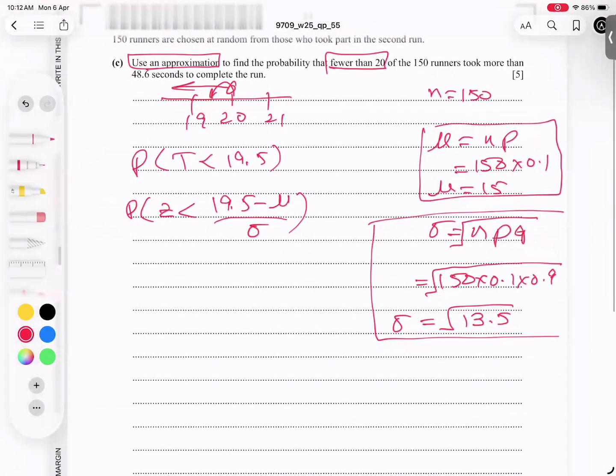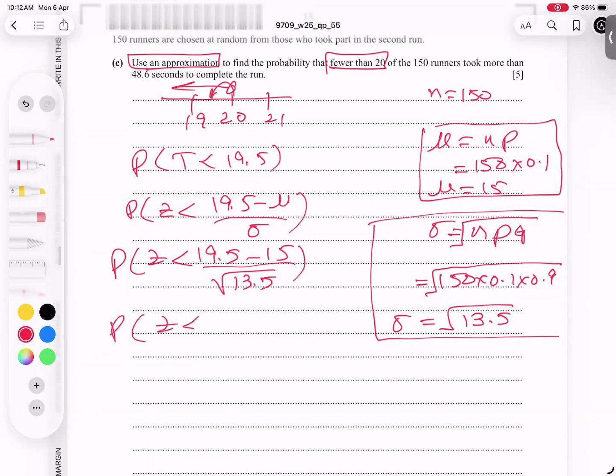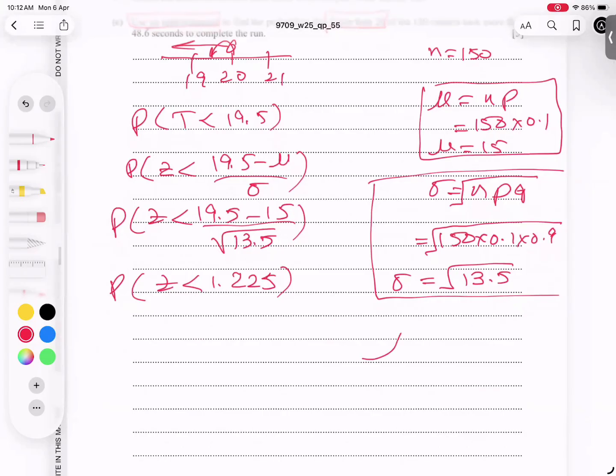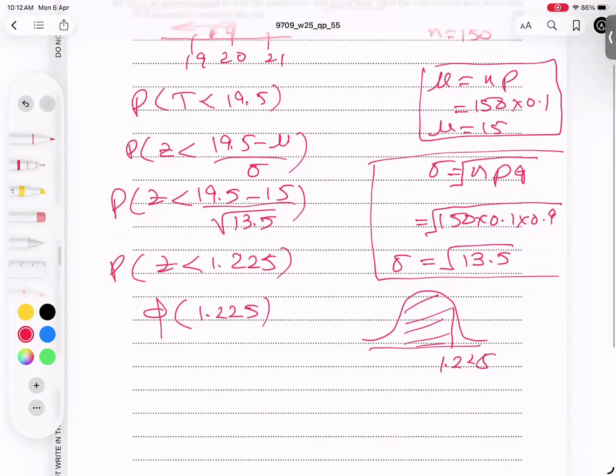And I'm going to plug in the values: 19.5 minus 15 over root of 13.5. If I check in calculator, Z is less than 1.2245, rounding becomes 5. Three decimal places we are bound to write. I think the idea is very clear. When we check less than, this is a positive number, 1.225. This is called lesser, so basically it's phi of 1.225.